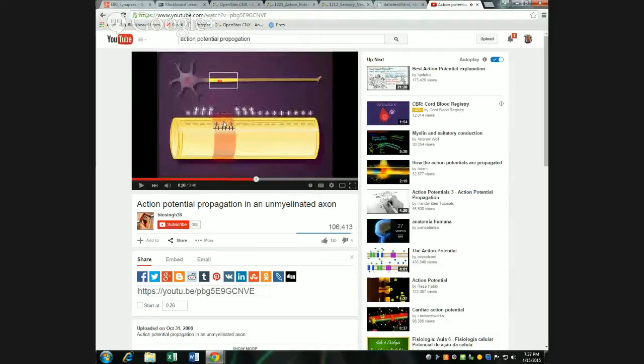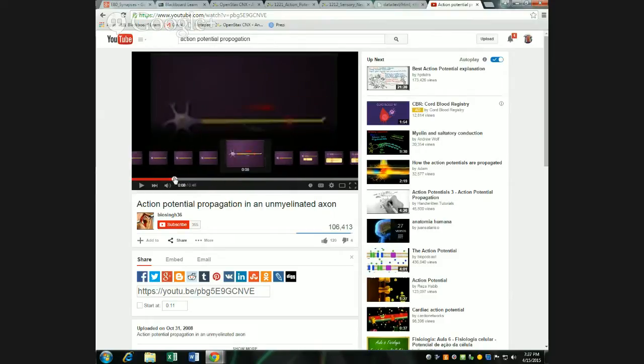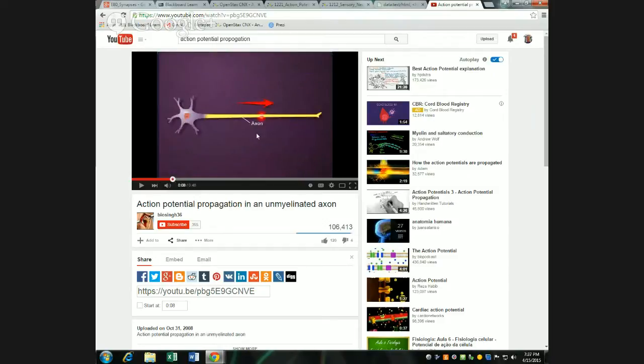Okay. What's going on in this little red band here is the peak of the action potential when it's positive inside compared to outside. And that's going to keep moving down the axon. Okay, so here, the red band's moving along the length because we could sort of put that peak of the action potential right there, and it just keeps moving along there.